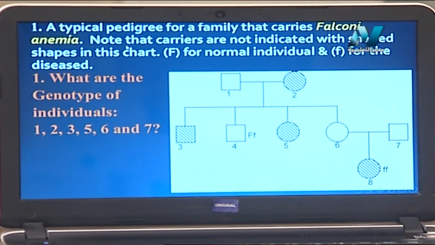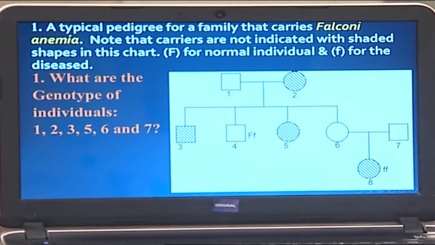The head of the question says that capital F is for normal individuals, or carriers, and the shaded ones are diseased. The first part of the question: what is the genotype of each of the individuals? 1, 2, 3, 4 is given for us, and number 5 and number 6, and 7 as well. So we can deduce the genotype of the parents first.